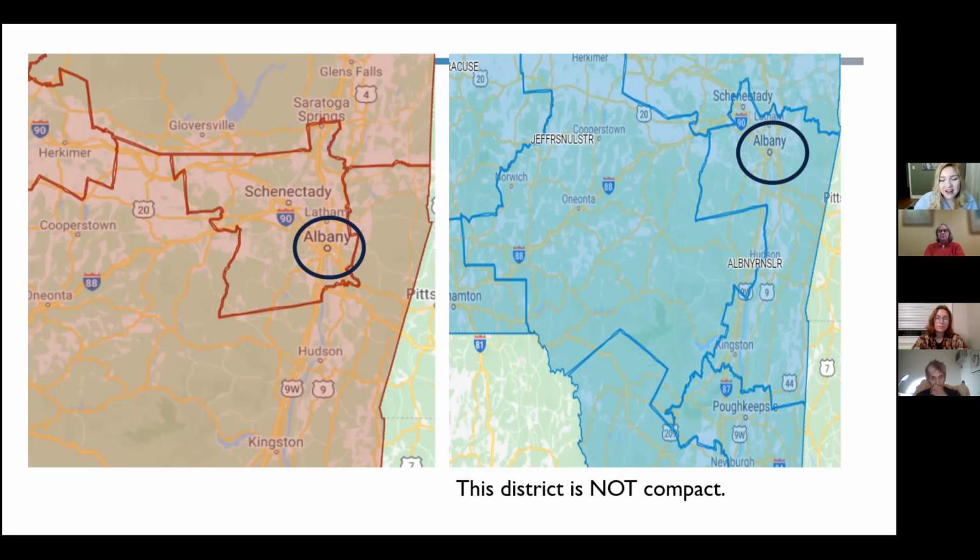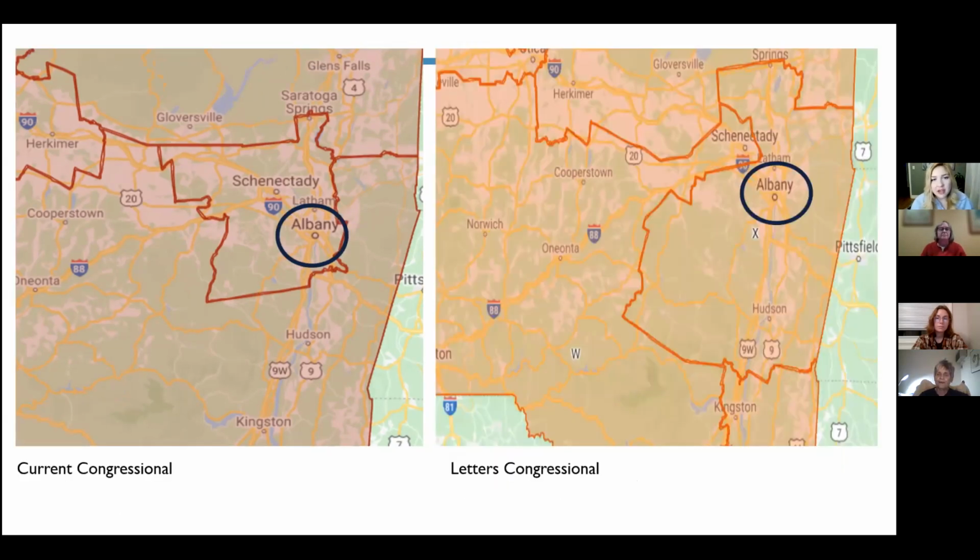It's just not an ideal district for me. Looking at the other proposal, again, on the left is the current, on the right is the letters. And as you can see on this map, it's a little shorter. We cut off at Hudson, so Kingston's right below there. It's a little shorter, a little bit more compact.